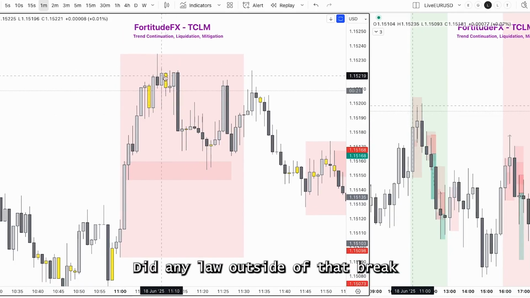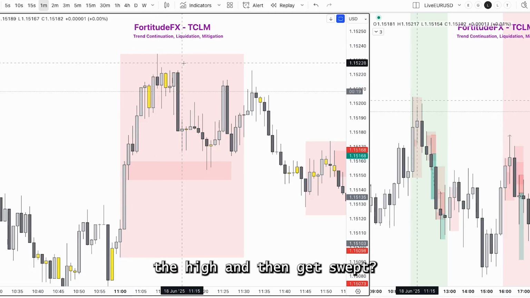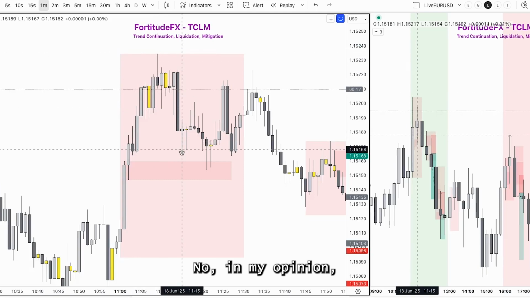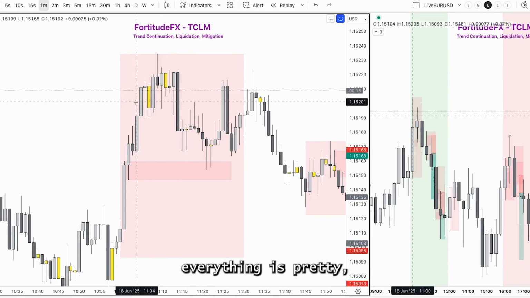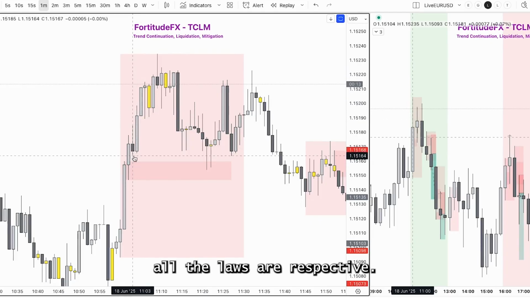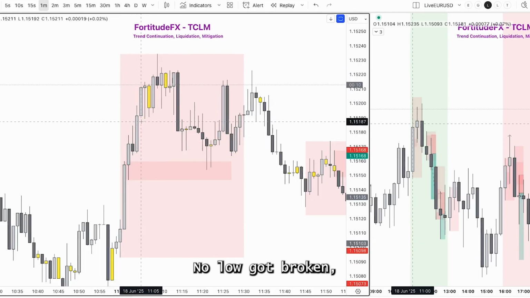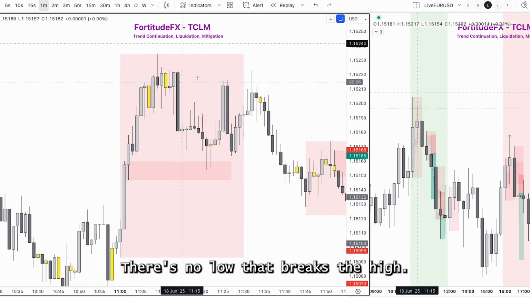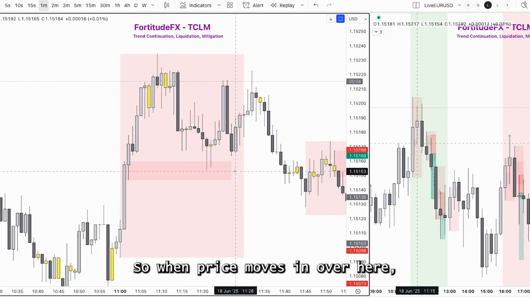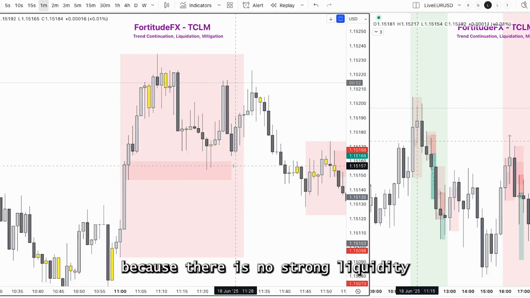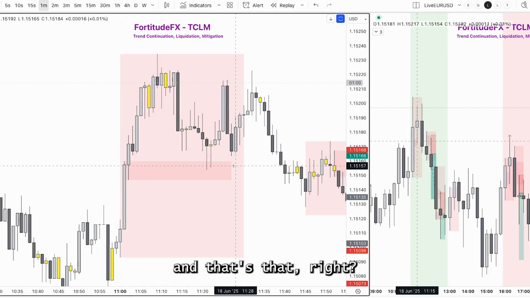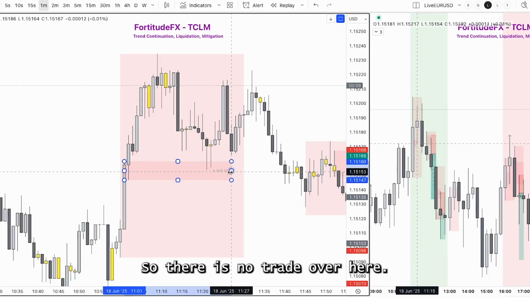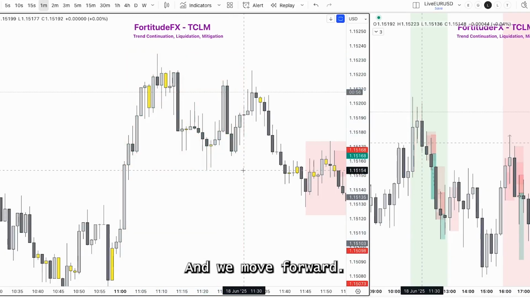Did any low outside of that break the high and then get swept? No, in my opinion. All the lows are respected. No low got broken, and all the highs are being broken. So this is an uptrend. There is no low that breaks the high. So when price moves in over here, I'm not really interested because there is no strong liquidity, and that's that, right? So there is no trade over here, and we move forward.